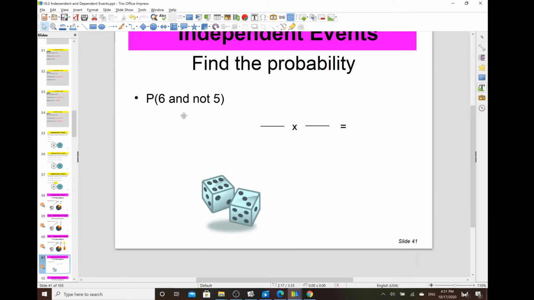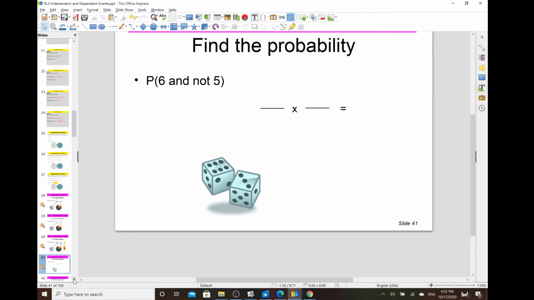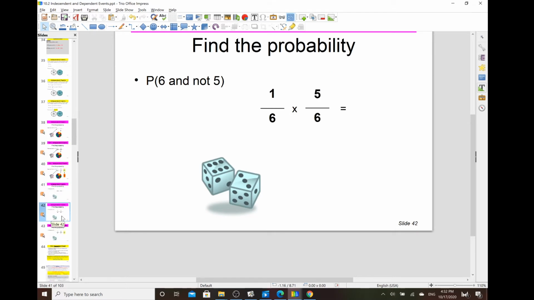Probability of getting 6 and not 5. Getting a 6 is 1 over 6, and not 5 means the second die would be 5 over 6. So it's 5 over 36.